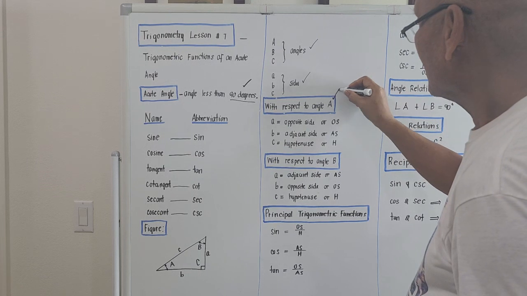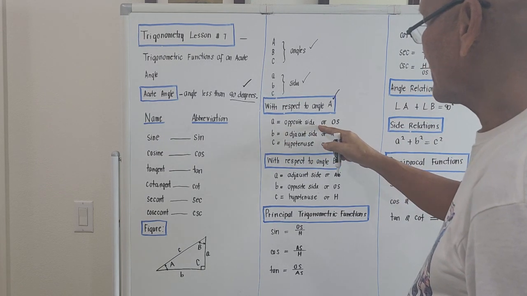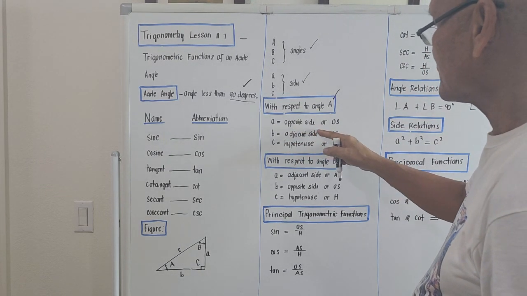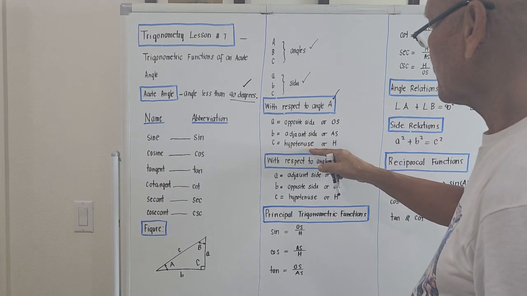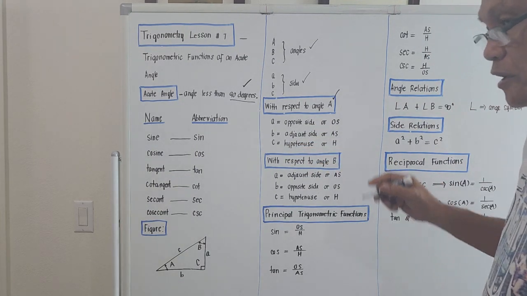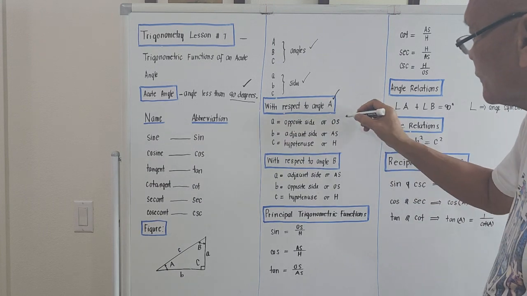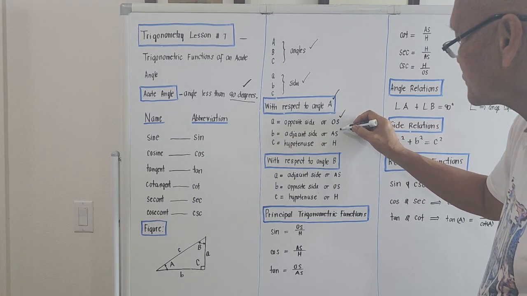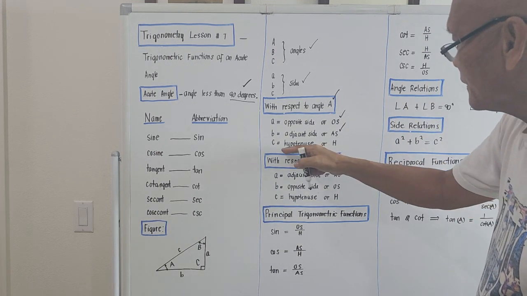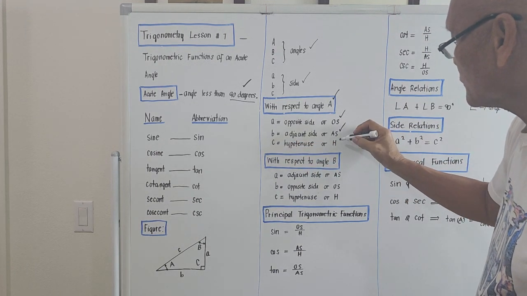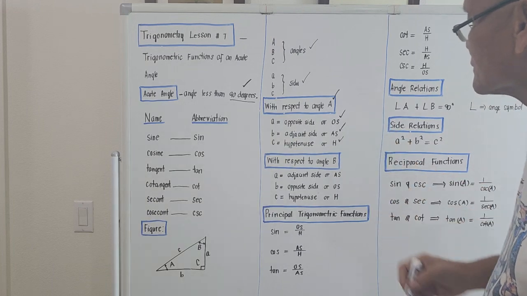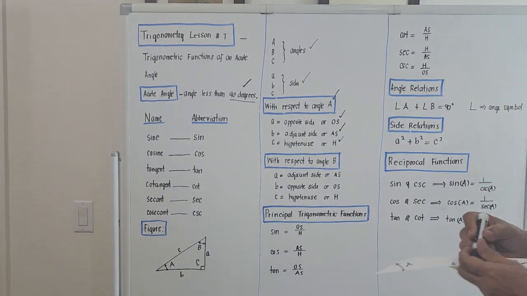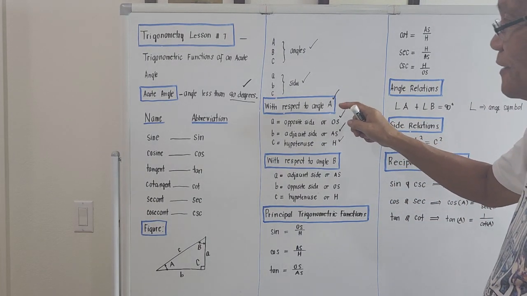the big angle, A will be the opposite side, B will be the adjacent side, and C will be the hypotenuse. Or in short, A will be OS, meaning opposite side. B will be adjacent side, simply AS. And C will be the hypotenuse. It is designated by capital letter H. That is with respect to angle A.